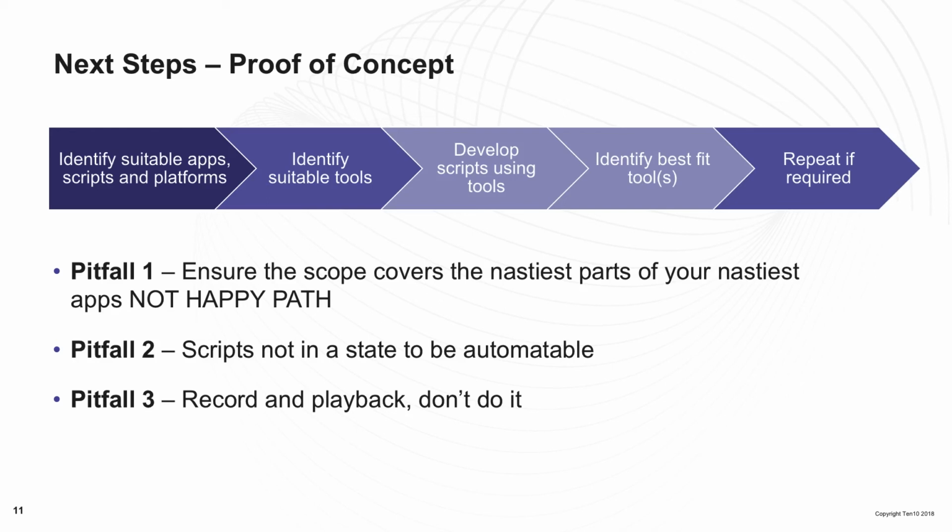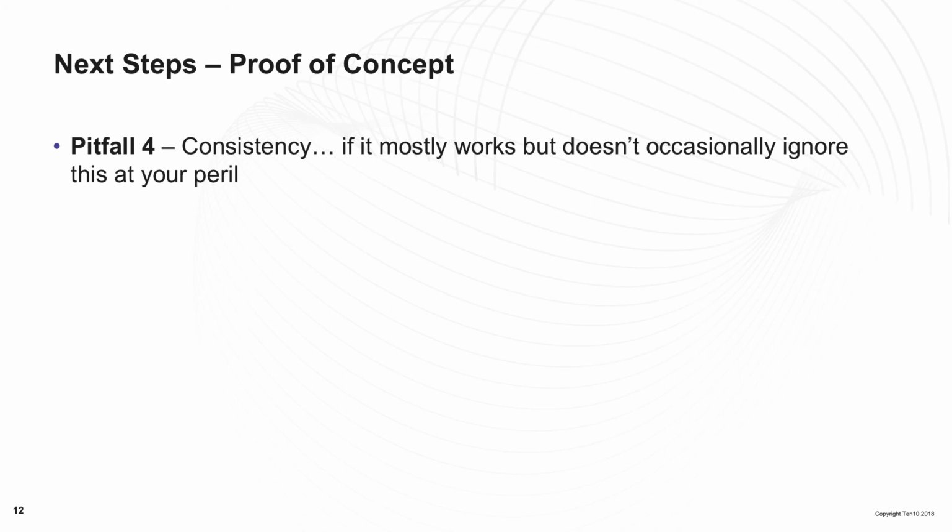Pitfall number 4 is around consistency. You may write a script as part of your proof of concept. You then play it back and it works perfectly fine 9 times out of 10. At that point, don't just sweep that under the carpet and think, oh well, that's nothing really to worry about. Those problems will manifest themselves more and more as time goes by. There's probably a reason for that inconsistency.